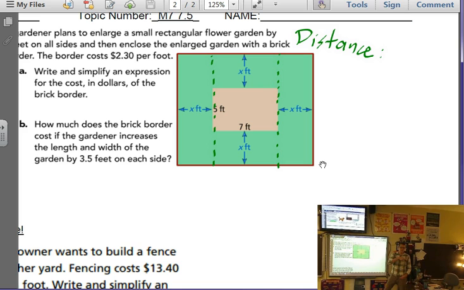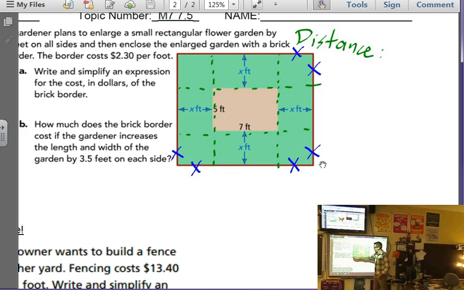Ozzy, totally simplified all the way. 4x plus 12. Here's what I was scared of. I got the expression. 2x plus 7. Now hold up, if this distance is x, that means this is x, this is x, this is x, this is x, this is x, this is x, this is x, this is x. I have a feeling that most of us aren't going to have enough x's.